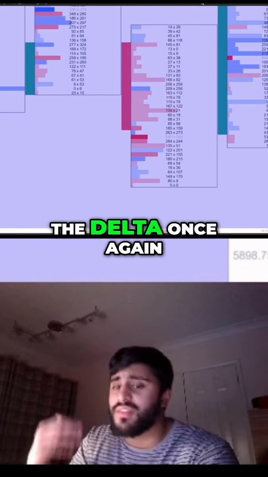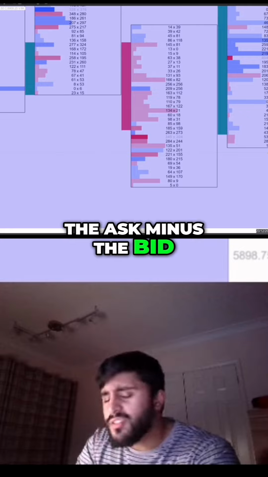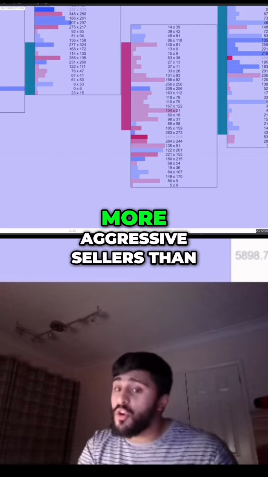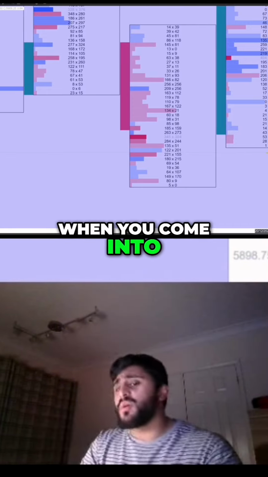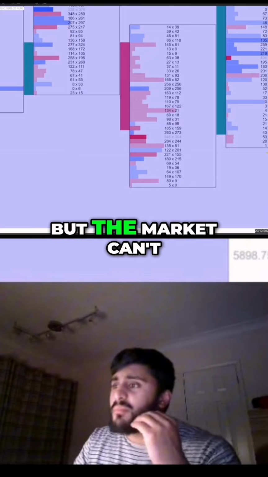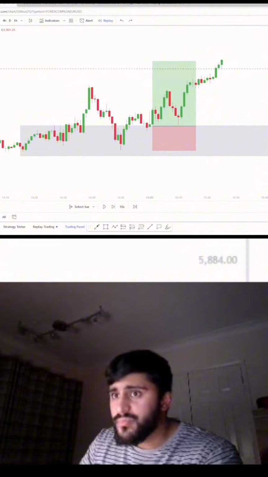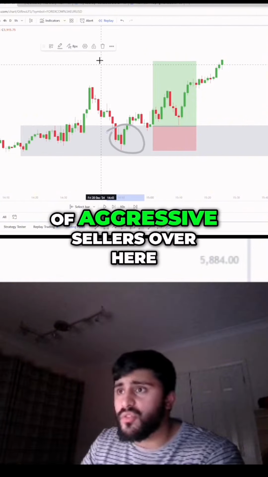Now, to quickly go over the delta once again, the delta is essentially the ask minus the bid. So when you have a red delta, this means that the bid is negative, which means that there's more aggressive sellers than there are aggressive buyers. Now think about this from a trading perspective. When you come into a bullish fair value gap and price is aggressively selling off, but the market can't break this zone, right? So what you're seeing essentially is you're seeing a ton of aggressive sellers within this region. This region is full of aggressive sellers over here.